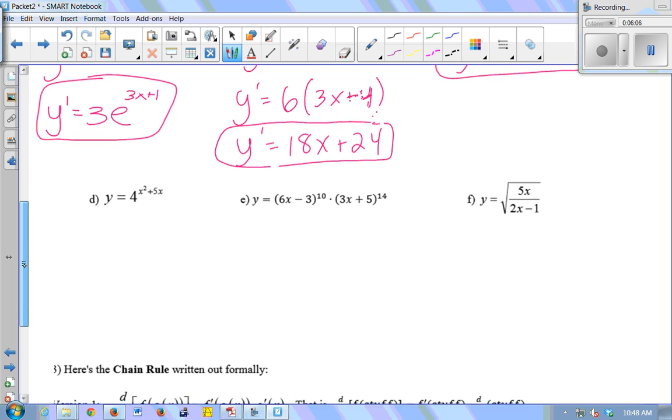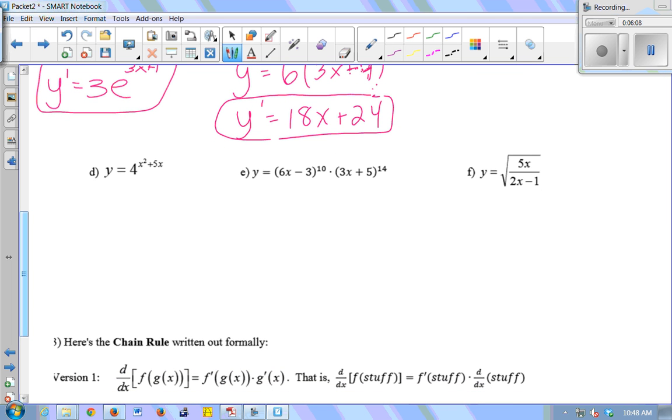All right, let's take a look at D. Y equals 4 to some stuff. So y prime, well, what's the derivative of 4 to the x? 4 to the x ln 4. So my derivative of this guy is going to be 4 to the x squared plus 5x times the ln of 4. Right? 4 to the stuff times the ln of 4.